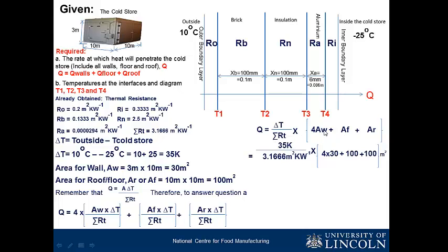Then 4 times 30, we've done the area for the wall before. Area for floor is 100, area for roof is 100, in meters. They are all the areas, in meter square. Then we have the units here. By the time you can see now, we cancel K, we cancel meter square.